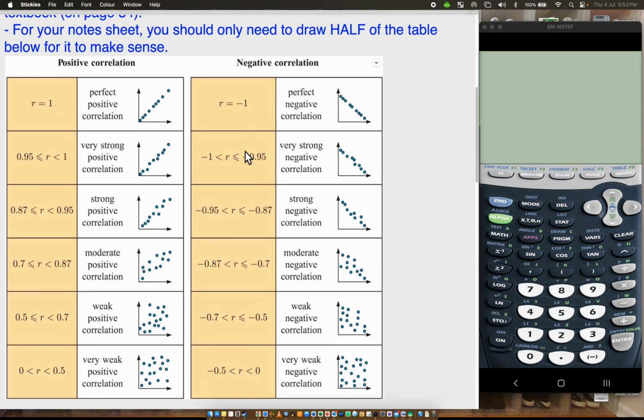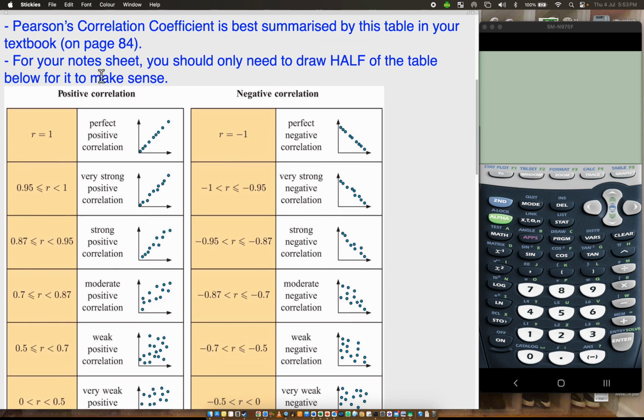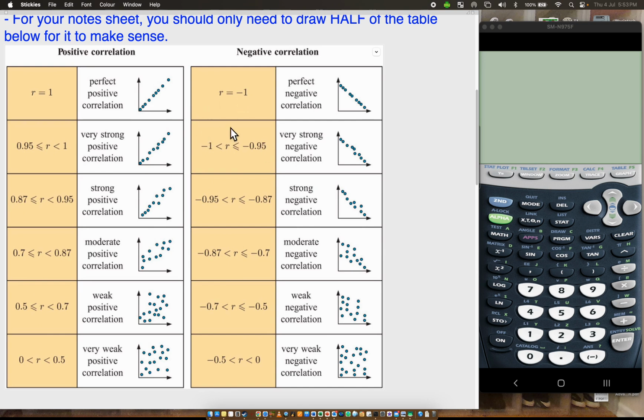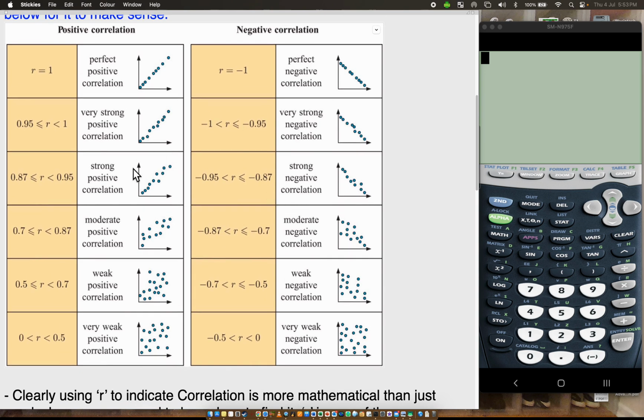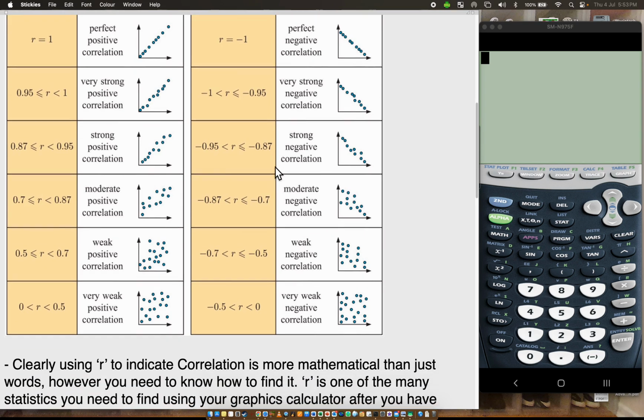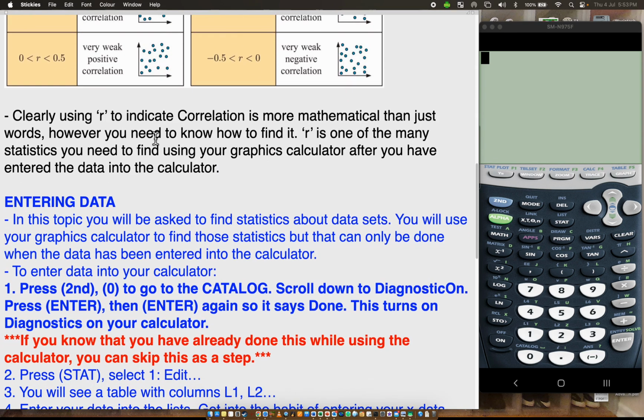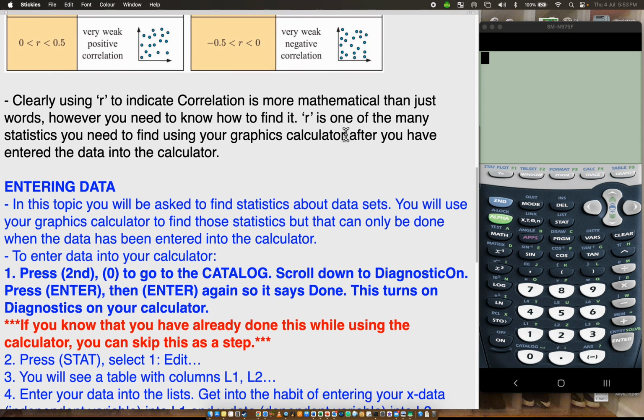Okay, and the same goes for negative, which brings me to the idea that for your notes sheet, you should only need to draw half of this table below for it to make sense, because as you see, the description, perfect for 1, very strong for 0.95 to 1. These are all the same descriptions for the strength. The only difference is the direction. So don't waste space on your cheat sheet by drawing the whole table. Only draw one side, and then understand in your head that if it's a negative sign, then it's going down to the right. Okay? So, clearly using r to indicate correlation is more mathematical than just saying words like strong, weak, moderate, etc.